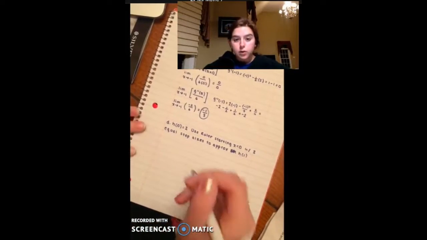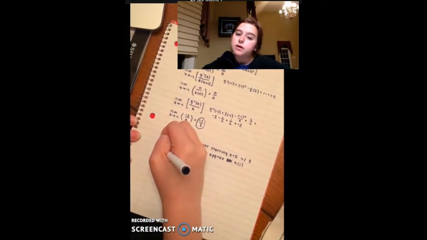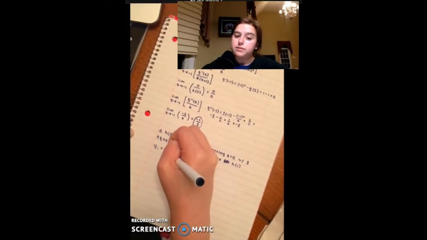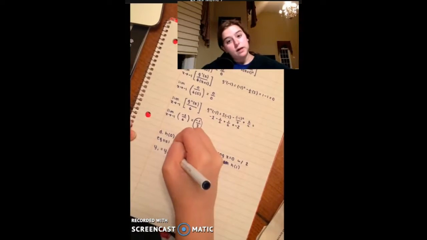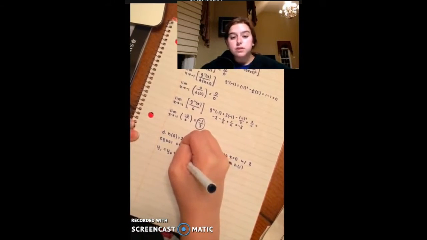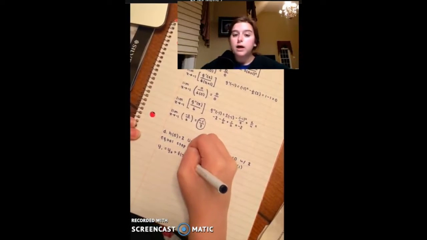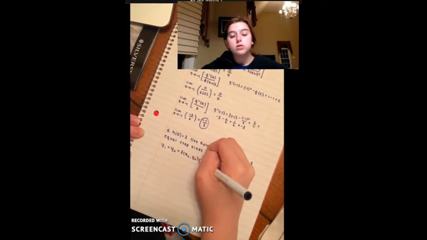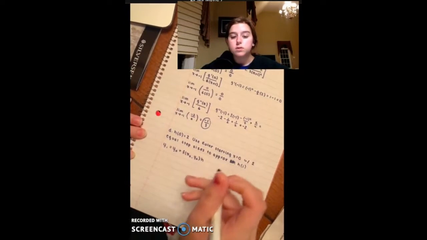So in part D, we are given our last function that is a particular solution to the differential equation given, called h of x. And given that h of 0 equals 2, we are asked to use Euler's method to approximate h of 1 using 2 equal step sizes.